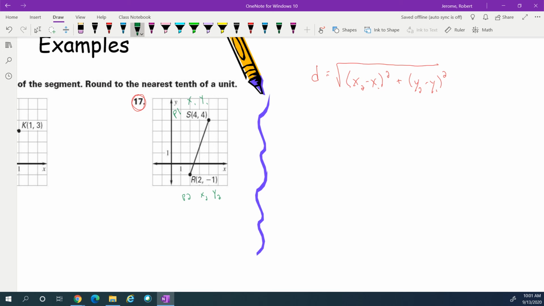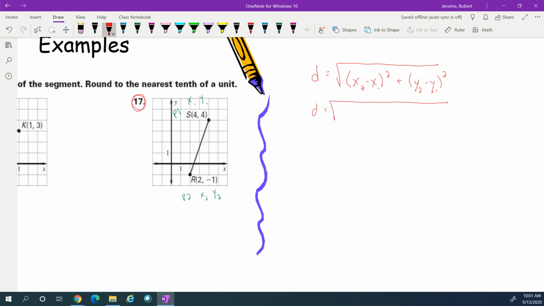y2 minus y1 is rise. x2 minus x1 is run. So I can count that if it's easy enough, and this will absolutely work. But I want to plug it into the formula just to walk through it. So let's see what we have here.